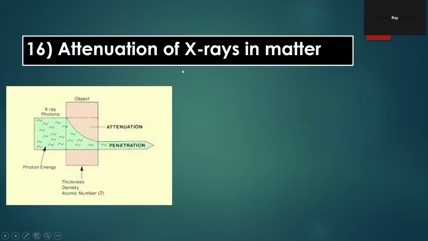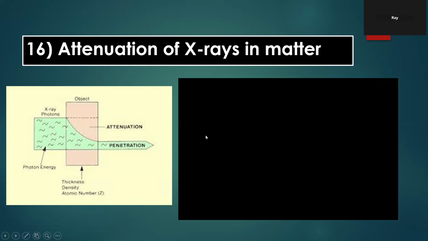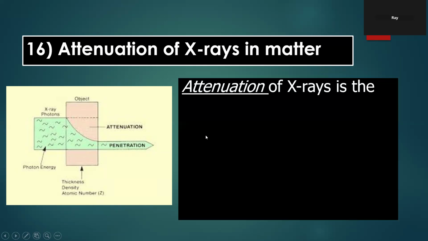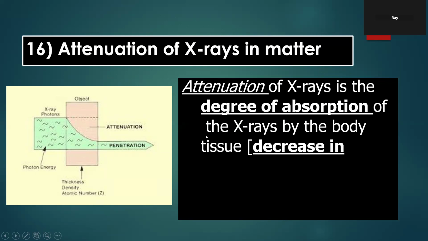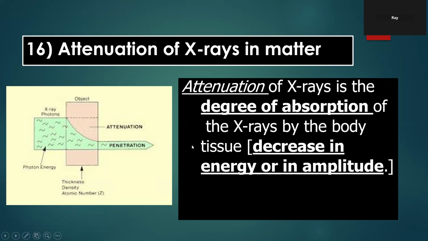Okay, attenuation of X-ray in metal. We think of it as particles. An X-ray photon is attenuated, is absorbed by the object or medium, and those that pass through is penetration. Attenuation of X-ray is the degree of absorption of X-ray by the body tissue, or we can say a decrease in energy or in amplitude.